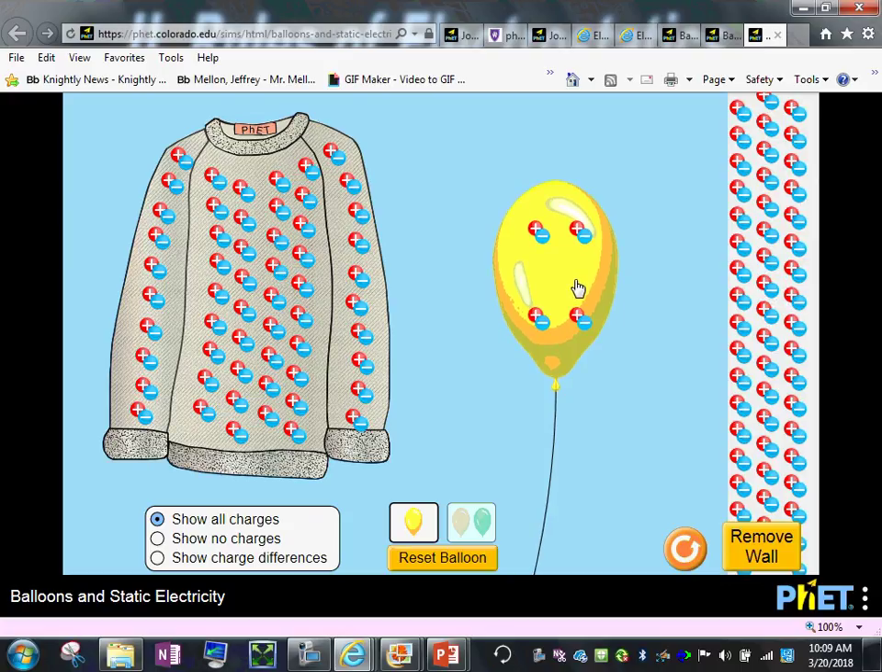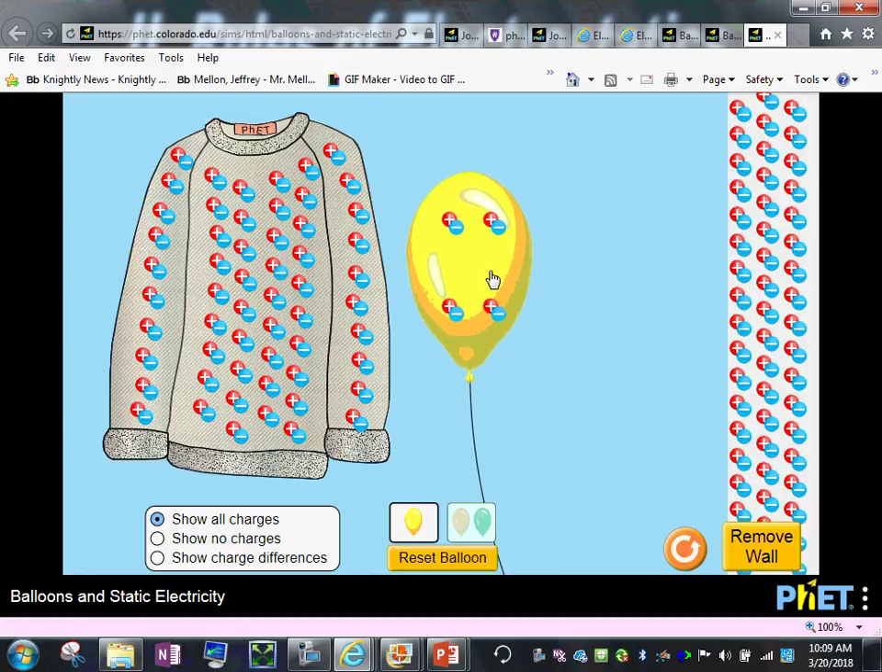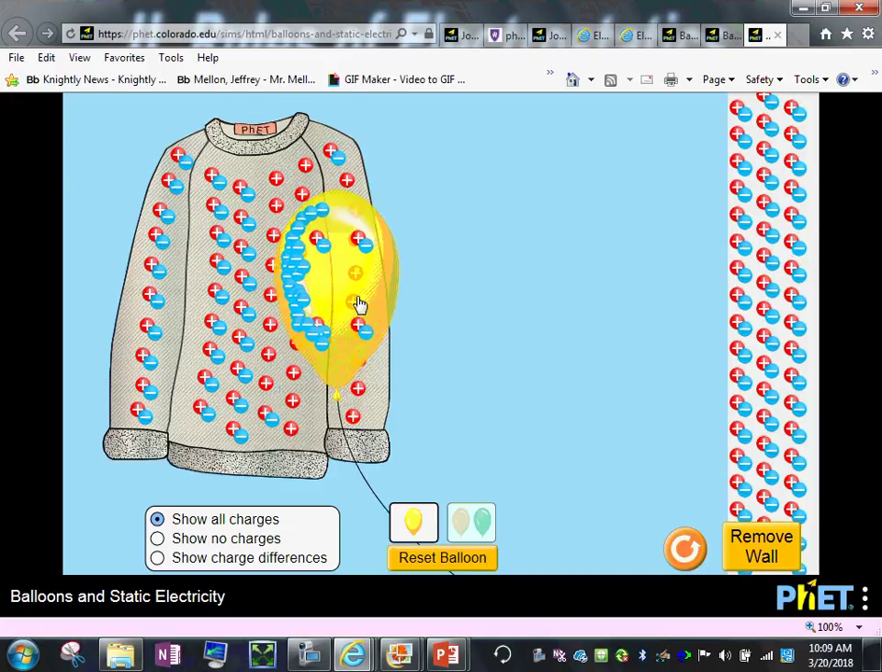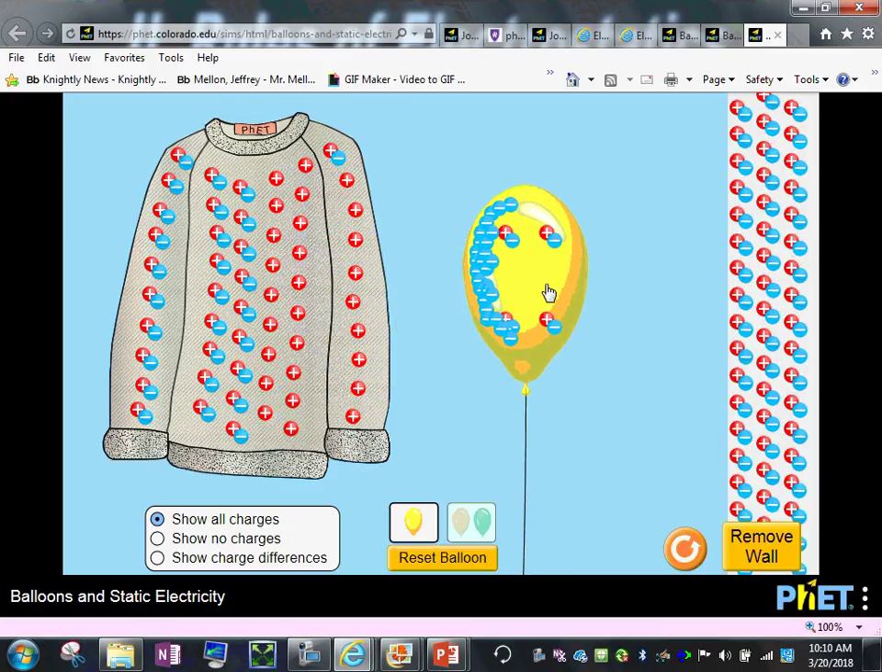When I bring this balloon over to the sweater, I'm going to rub it against it. Just like John Travolta rubbing his foot against the carpet, the balloon's going to pick up a negative charge. So now the balloon is negatively charged, and the sweater is actually positively charged because it lost the negative charges there.